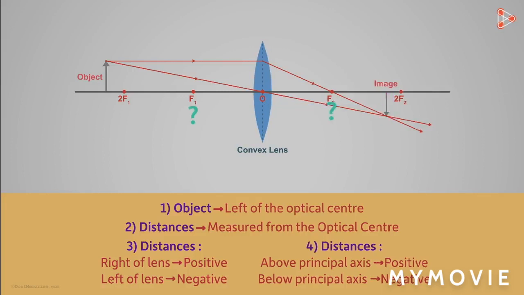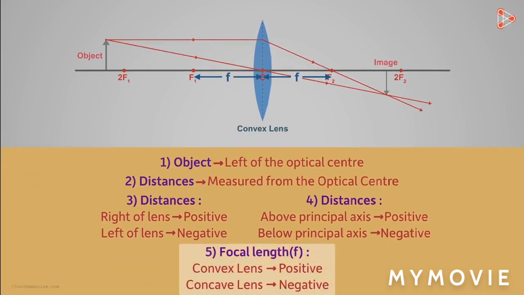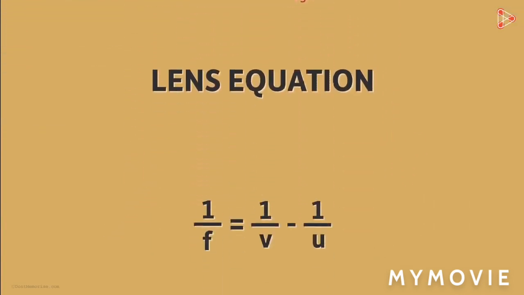What about the focal length? Well, the focal length can be measured on both sides of the lens, right? Isn't it the same on both the sides? Which is why there is a fifth rule that tells us the sign convention for the focal length of a lens. For a convex lens, focal length is considered to be positive and it's considered to be negative for a concave lens. So these were the 5 sign conventions that are used for the lens equation.